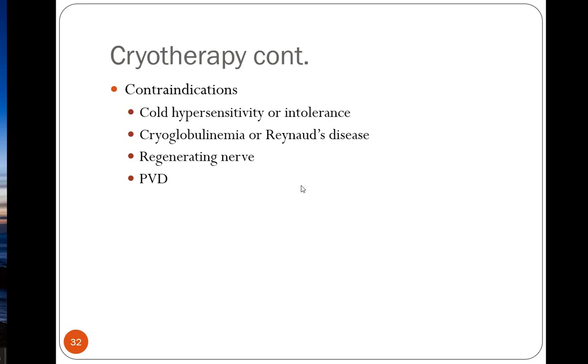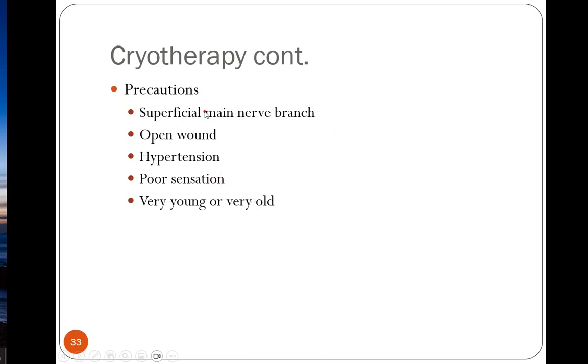We also don't use cold therapies over regenerating nerves. For the peripheral nerves that are regenerating, we try to avoid ice directly over that area of regeneration. Peripheral vascular diseases of poor circulation, etc. Try not to use cryotherapy on those areas. Otherwise, you're reducing blood flow to an area that already had reduction in blood flow. So it's obviously contraindicated.